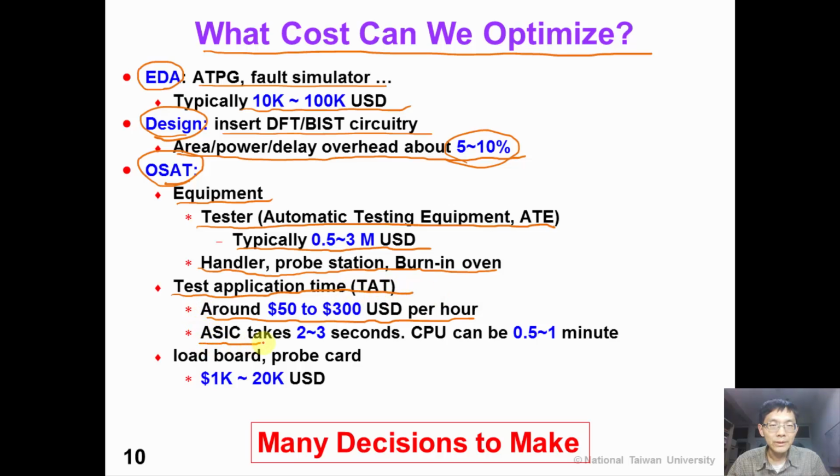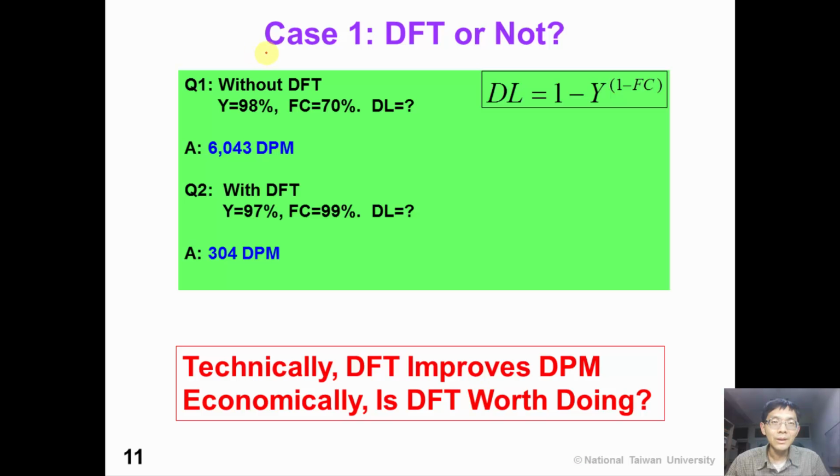The test time of a simple ASIC can take 2 to 3 seconds. However, a more expensive CPU can take up to 1 minute. And there are some other costs such as the load board and the probe card. In summary, there are many decisions to make to optimize our test cost. So now let's review a case.